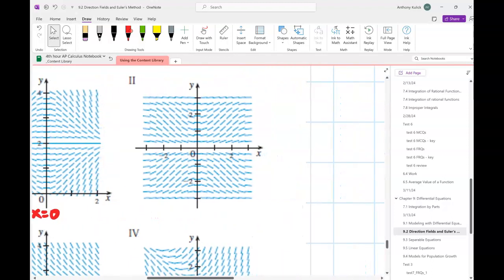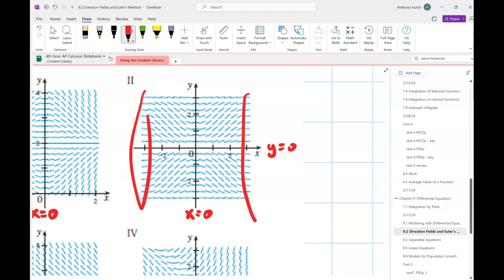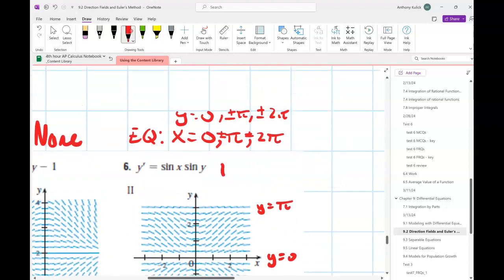Let's look at number 2. X equals 0. Y equals 0. And then look what's happening here. It's just like go straight. Yeah, it's right around 3. That's probably pi and negative pi. You know what? I have never been more excited for a pi day. So which one would this go to? Yeah, that would have gone with 6, the sine x, sine y.